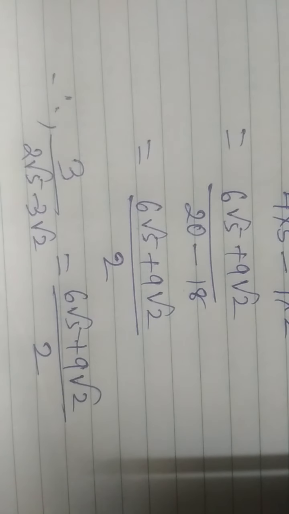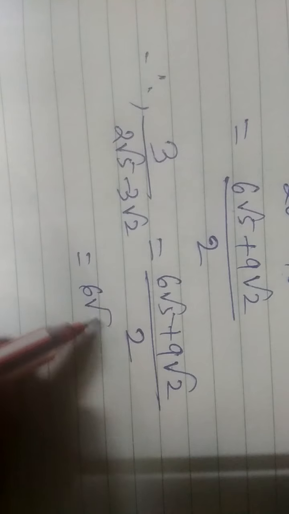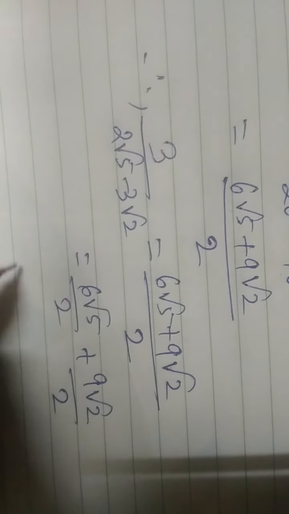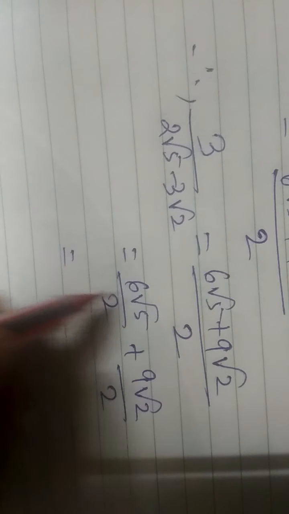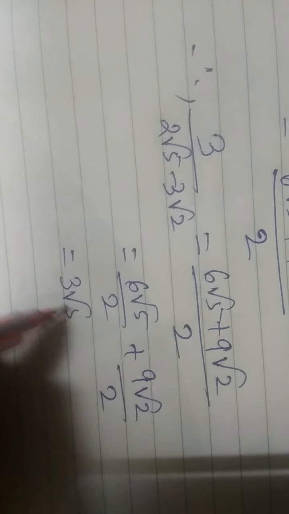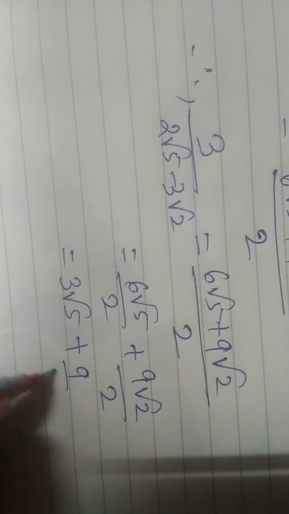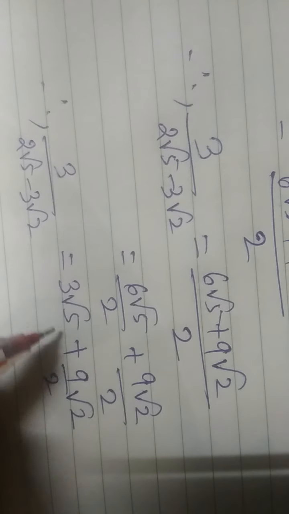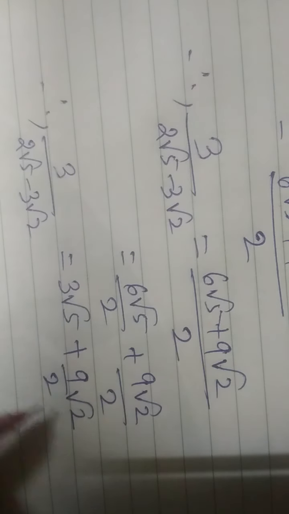Hope you must have understood this one. This can be written like this, or we can extend it: 6 root 5 upon 2 plus 9 root 2 upon 2, that is, 2 threes are 6, so 3 root 5 plus 9 upon 2 root 2. This can also be written. Therefore 3 upon 2 root 5 minus 3 root 2 equals 3 root 5 plus 9 upon 2 root 2.